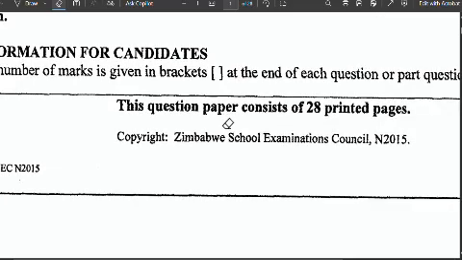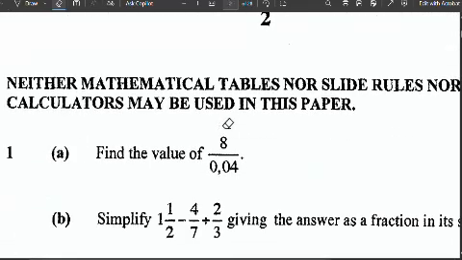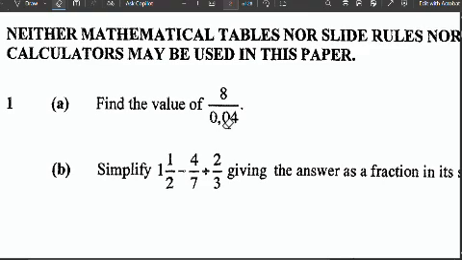Okay, guys. So now let's look at the revision of the paper that you wrote. That was November 2015, paper one. So this is a non-calculator paper. You're not supposed to use your calculator for this paper, right? So now let's look at the first equation, 8 over 0 comma 04.